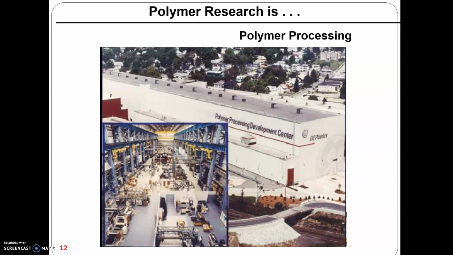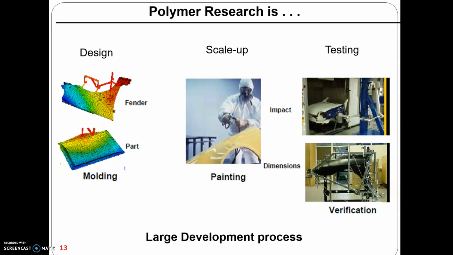After this, we have to go to polymer processing, mass chain production. So here also we have to verify again, one more time at large scale, the properties of our material. So in summary, in polymer research, I need to make design, to scale up, to test, to paint, to verify. There is a large development process.